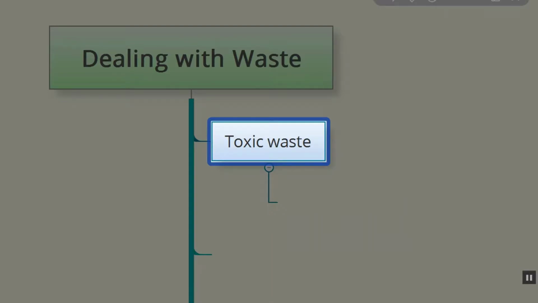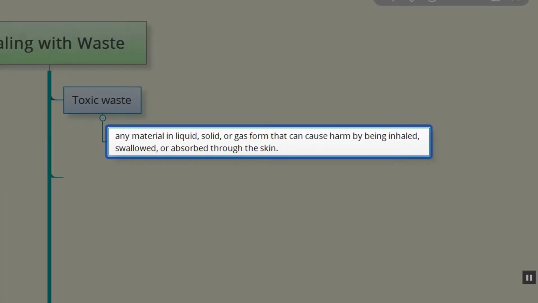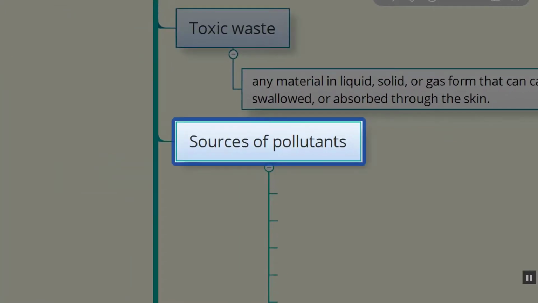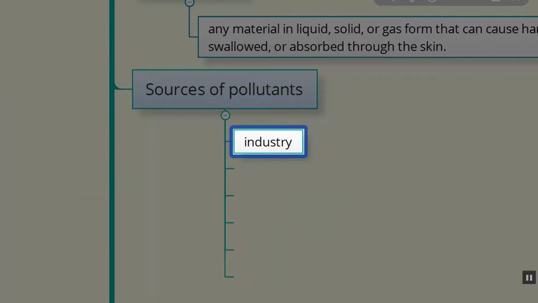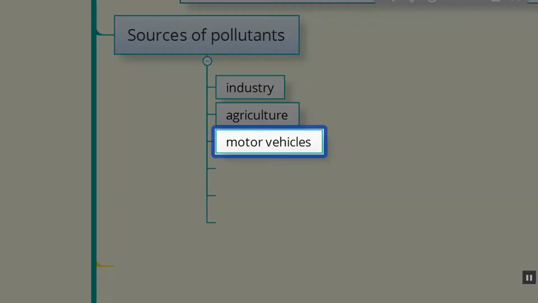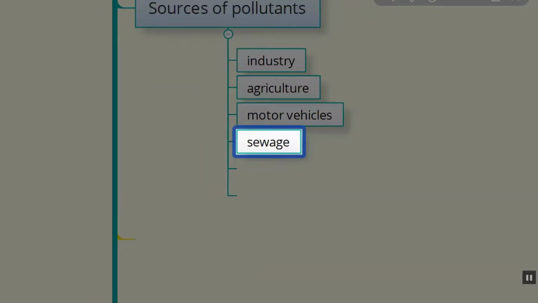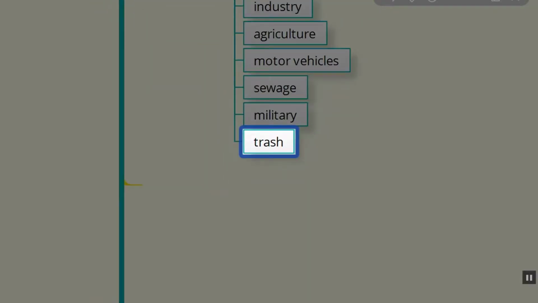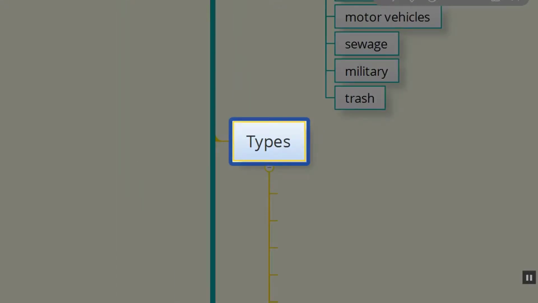So let's deal with waste. Today we're talking about toxic waste. So what is it? It's any liquid, gas, or solid that, if it's inhaled or swallowed or absorbed, causes harm. What are some sources for these toxic waste products? Well, industry, agriculture, motor vehicles, sewage, military, and our own trash, in our own household as a matter of fact.